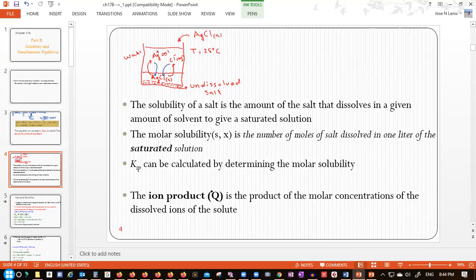Again, we are going to use the ion product. Remember when we were doing the chemical equilibrium chapter, we were able to find the equilibrium constant, but also the reaction quotient, which was similar to this. Now we call it the ion product, which is the product of the molar concentrations of the dissolved ions of the solute, not necessarily at equilibrium.